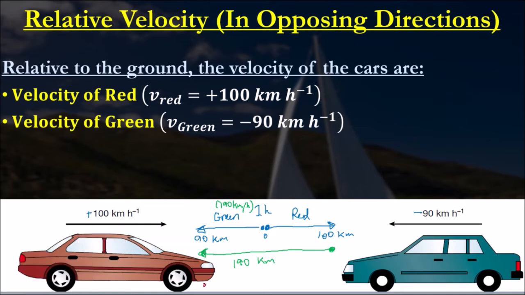Cool. So the alternative of that is that the green car, according to the green car's perspective, after 1 hour, the red car has traveled 190 kilometers, and so it also sees the red car have a relative velocity of 190 kilometers moving away from it. So this is how we can analyze it if they were moving in opposing directions.